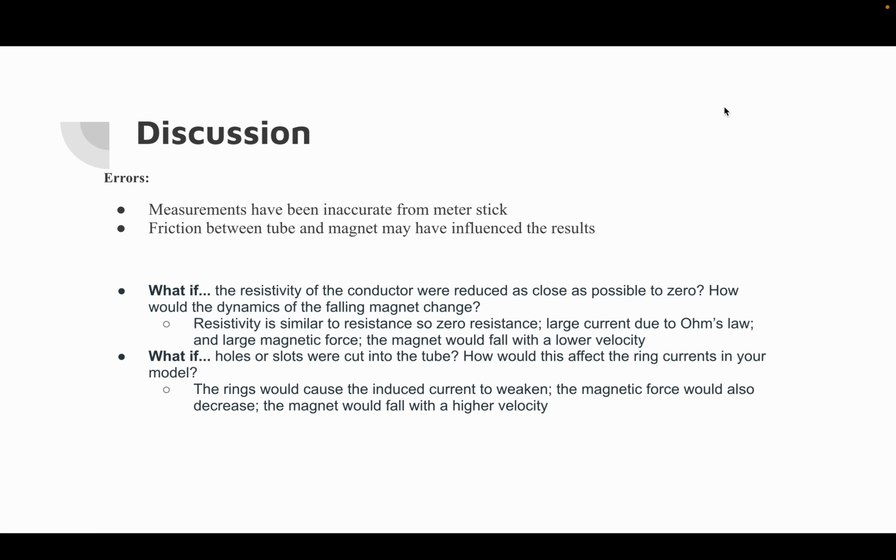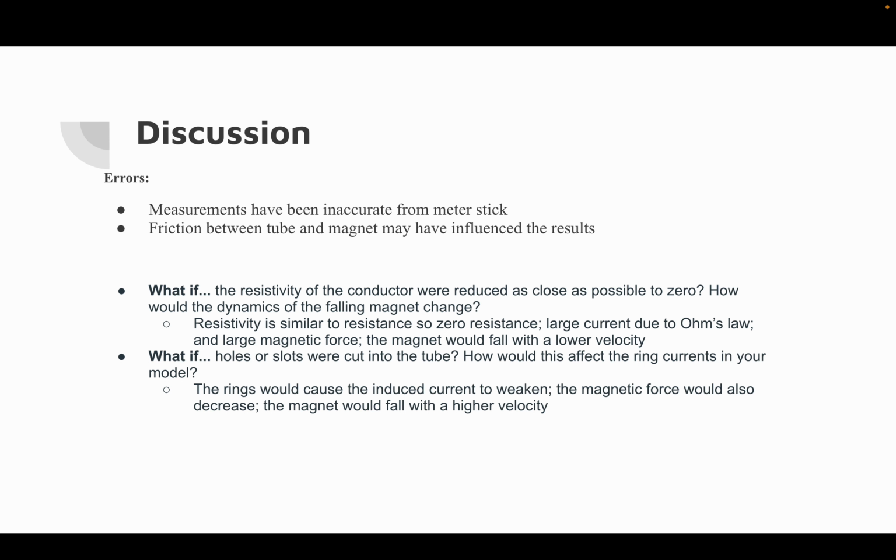As far as the discussion goes, we could have gotten errors from the meter stick, or from the fact that our hands might have contributed to the magnet app not being super accurate. There's also friction between the tube and the magnet, which could have influenced the results.